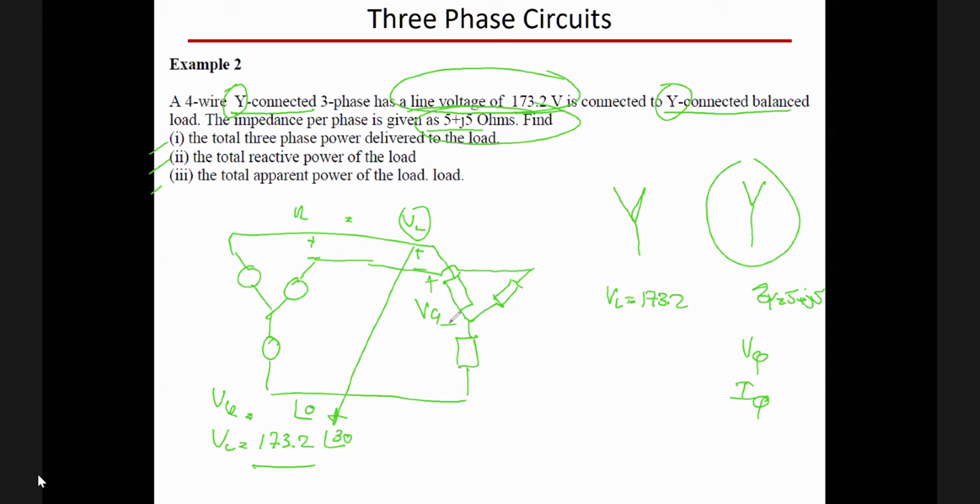What is the phase voltage at the load? Well, this is Y connection, right? So we know that the line voltage is not the same as the phase voltage. So what will be the phase voltage? Well, it's going to be 173.2 angle 30 divided by, oh, sorry.